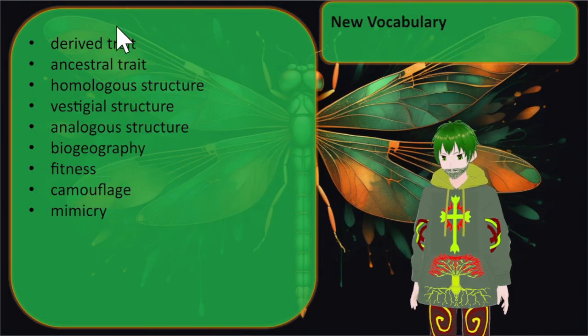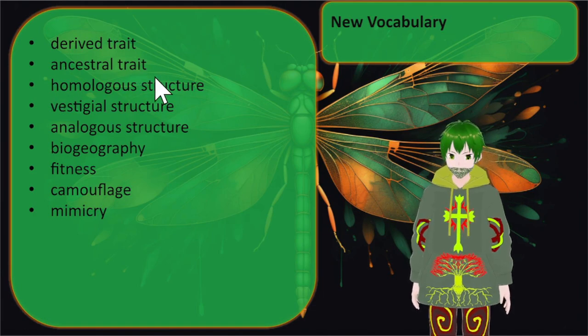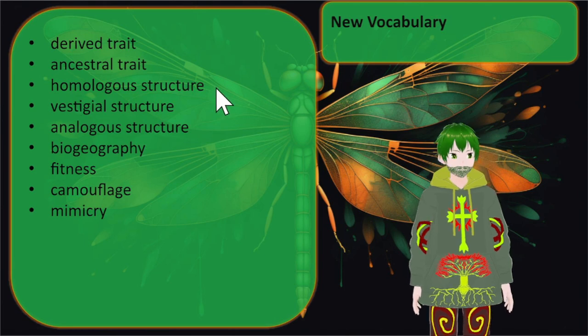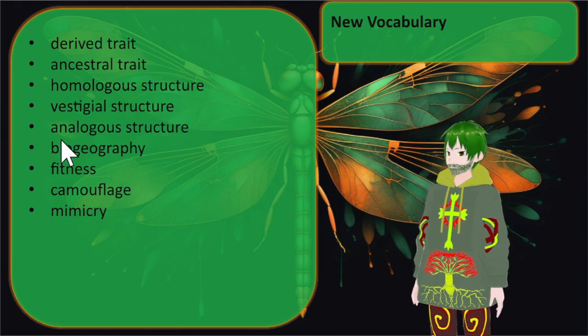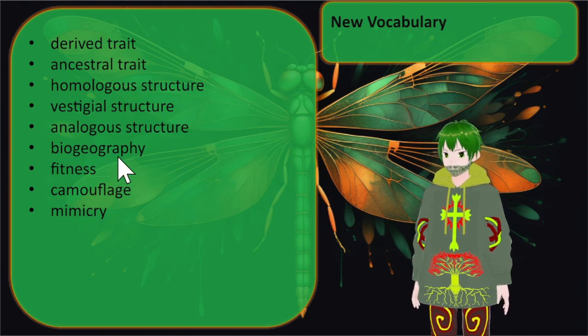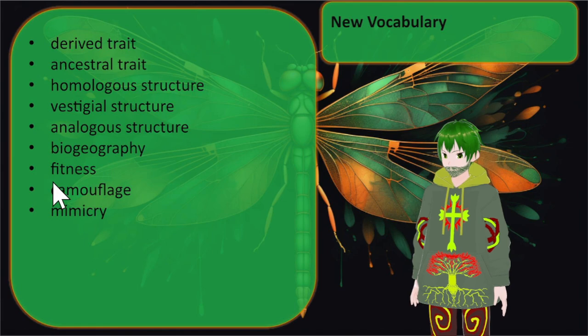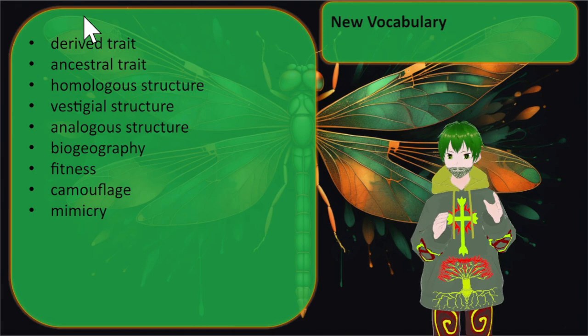New vocabulary for today include derived trait, ancestral trait, homologous structures, vestigial structures, analogous structures, biogeography, fitness, camouflage, and mimicry. All great things, so let's go ahead and dig on in.